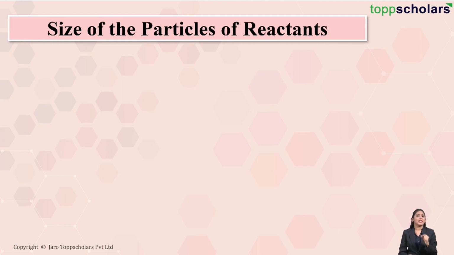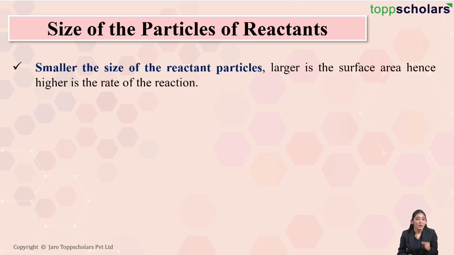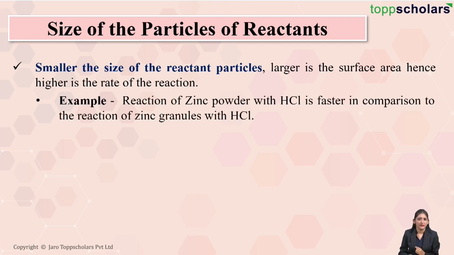The next one is size of the particles of reactants. Friends, remember, smaller the size of the reactant particles, larger is the surface area, and so the rate of the reaction also increases. Which means that in a reaction, if the size of the reactant particle is small, then larger is the surface area, and so the rate of the reaction increases. Let's take an example to understand this, right?